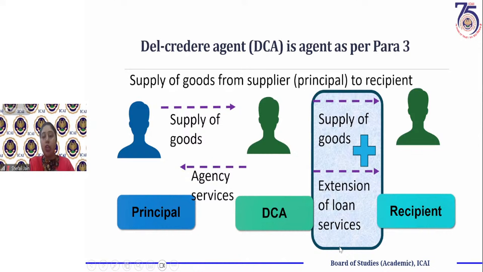So these four transactions, I hope, are clear. Supply of goods by principal to Del Credit agent is a supply. Then by Del Credit agent to recipient, that will also be a supply. Agency services will also be a supply. And for extension of loan services, its value will be included in supply of goods.